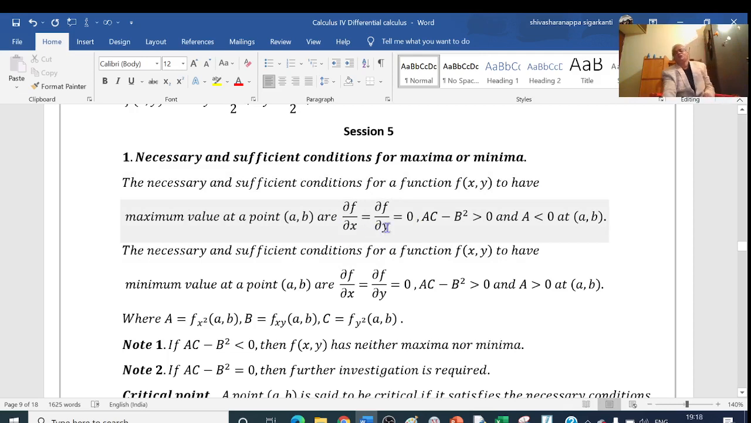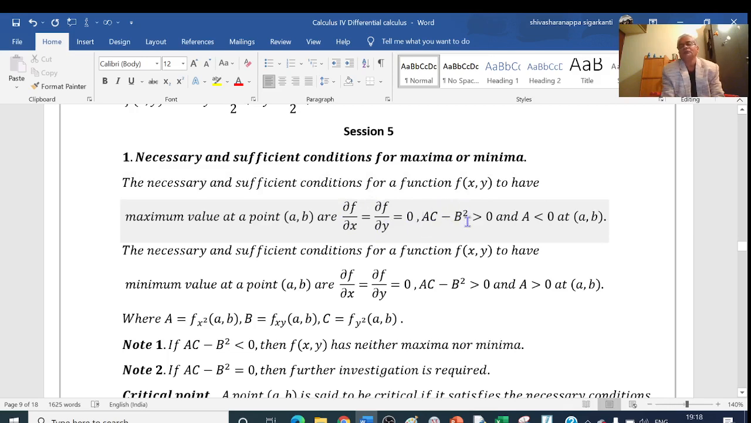We may get 2 points, 3 points, 1 point, 4 points, many points, depending on the equations here. And then at those points, what we need to do next is find the second order derivatives, that is dou square f by dou x square, dou square f by dou x dou y, dou square f by dou y square, and then substitute those points. So take one point at a time here, find a, b, c, and then check what happens.